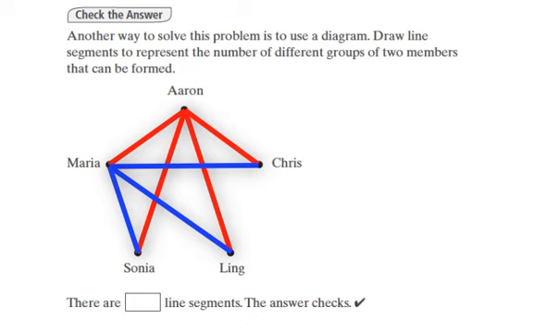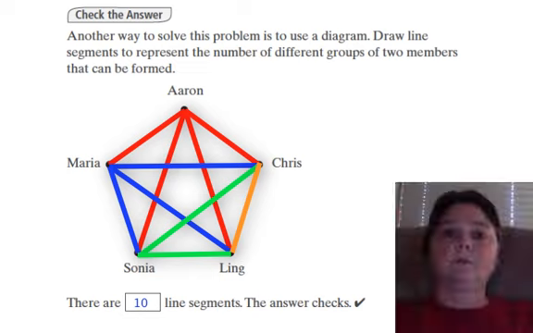From Sonia, you could draw a line to Chris and Ling, and the only one left to draw at the end would be between Chris and Ling. You can count how many lines you drew, and you get a total of 10. So there are 10 line segments, and that answer checks out with our finding the pattern method. Pause the video if you need more time to copy down the notes.